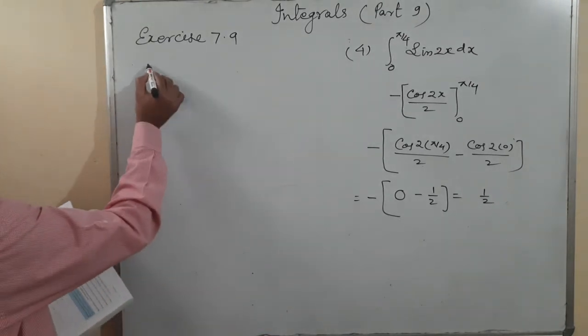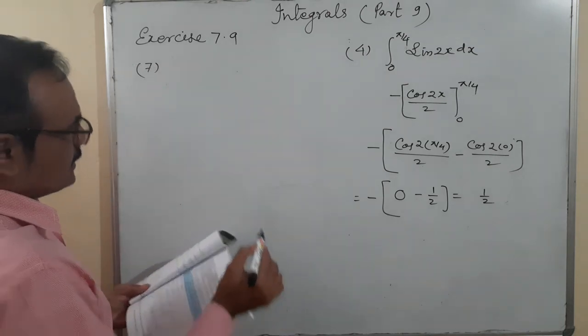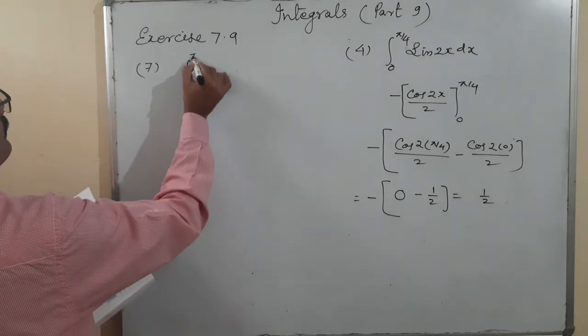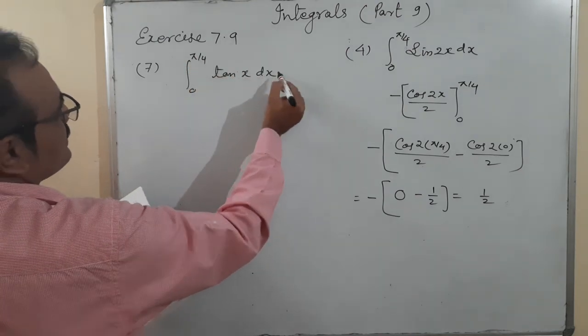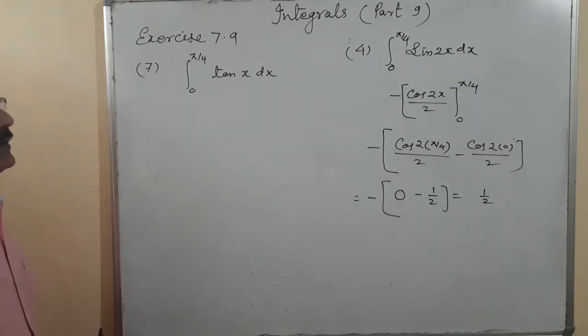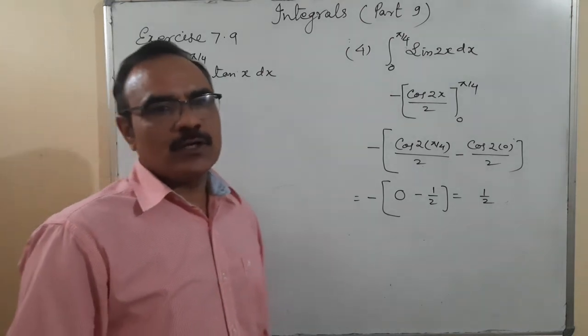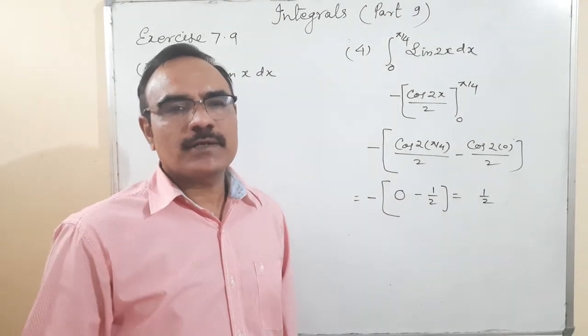Question number 7. A simple question in this exercise: integral from 0 to pi by 4 of tan x dx. Do you know the integration of tan x? There are two forms of the integration of tan x. One is log sec x, or minus log cos x.